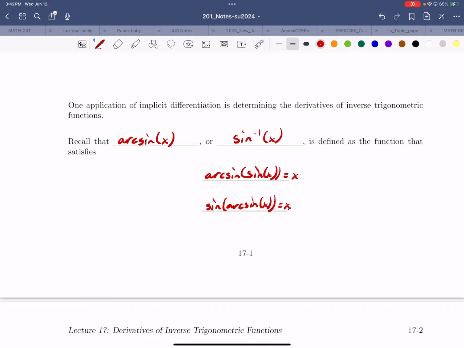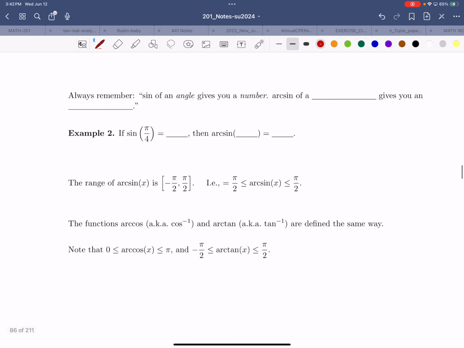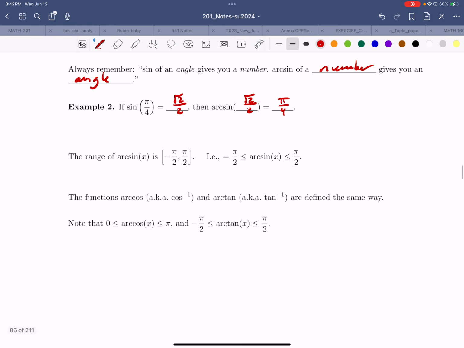It's like the square root of x squared. Right? It equals x. So remember, sine of an angle gives you a number. Arc sine of a number gives you an angle. So for example, if sine of pi over 4 equals root 2 over 2, which we all should know, then arc sine of root 2 over 2 equals pi over 4. Alright, so just a couple things about these functions.